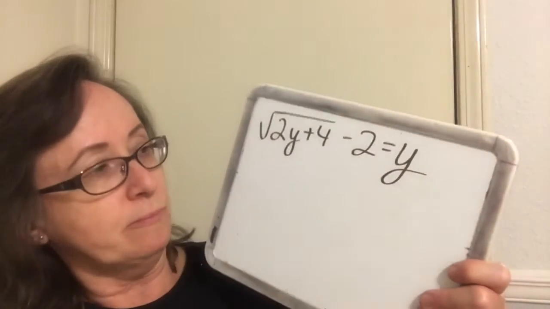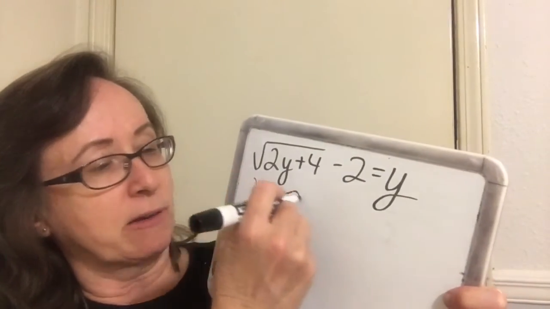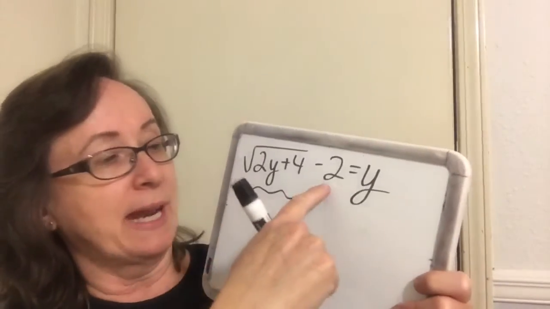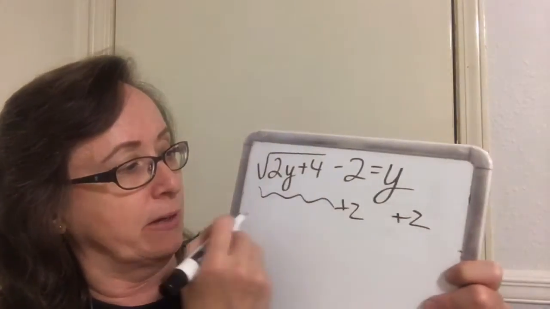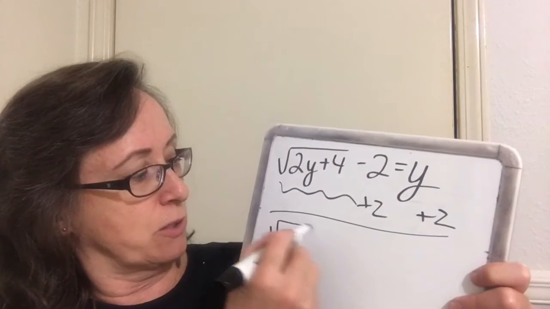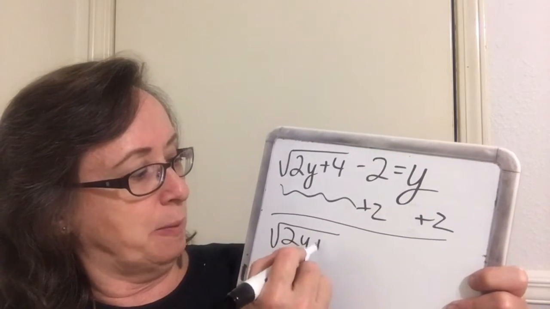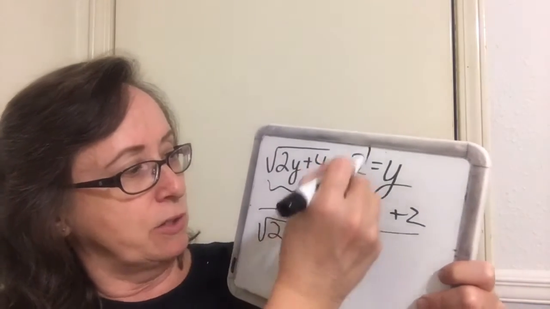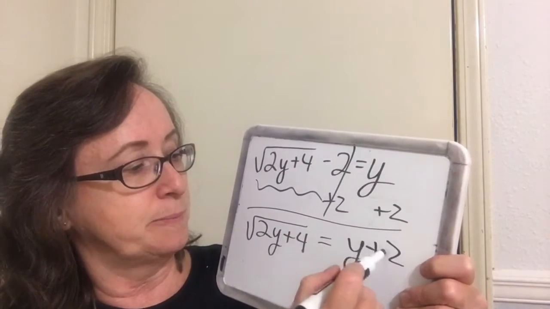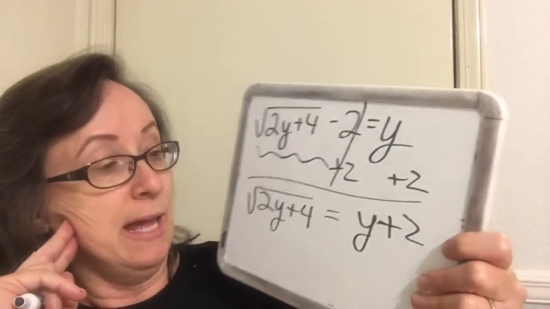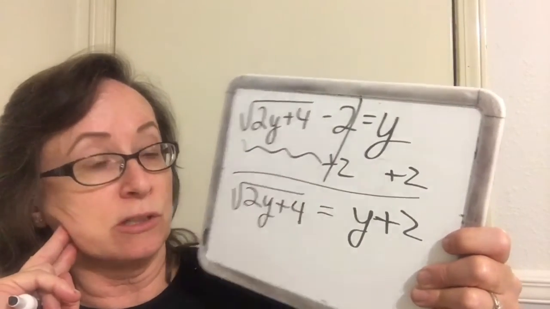Okay, so here we go with another equation. Right, we're trying to get the radical by itself. So we're going to add 2 to both sides. We add 2, and we add another 2 over here. So now we get the square root of 2y plus 4. The 2's go out, and on the other side I get a y plus 2. Okay, now this one very well could have a solution.